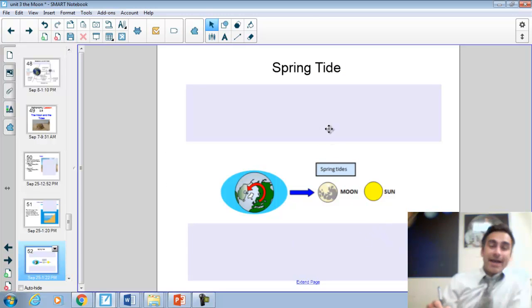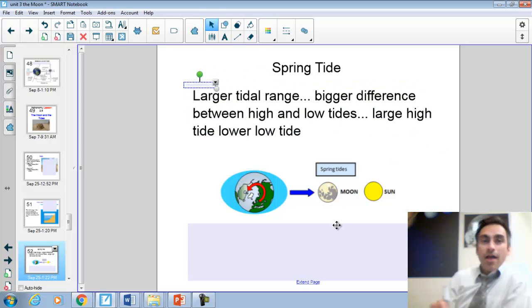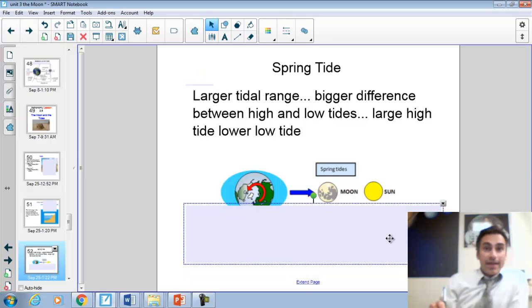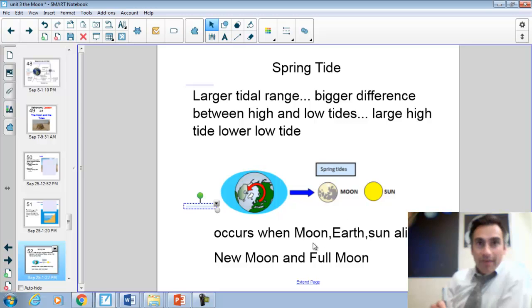So a spring tide is a larger tidal range. So there's a larger difference. So the difference between high and low tides is much greater. And this occurs whenever we have the Earth, Moon, Sun in alignment. So this occurs on a new moon as well as a full moon. And it's these cooperating pulls that give us these larger differences.